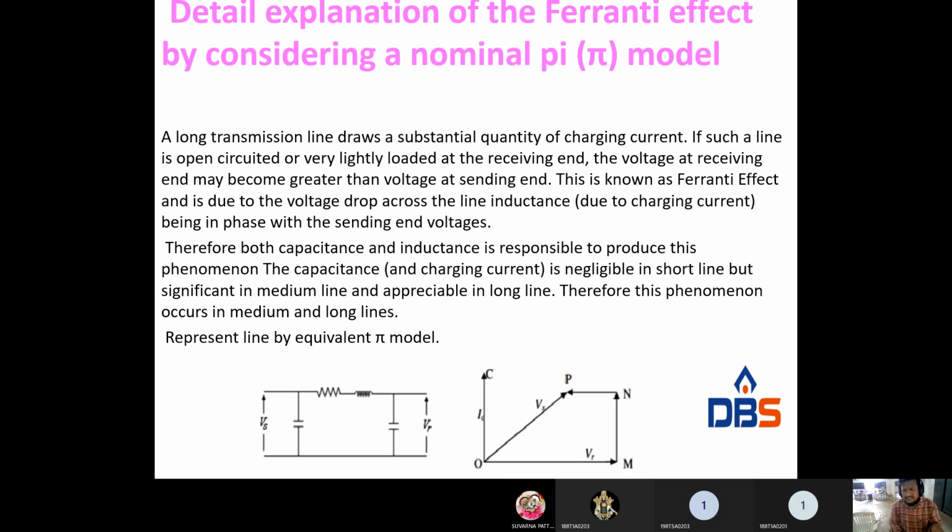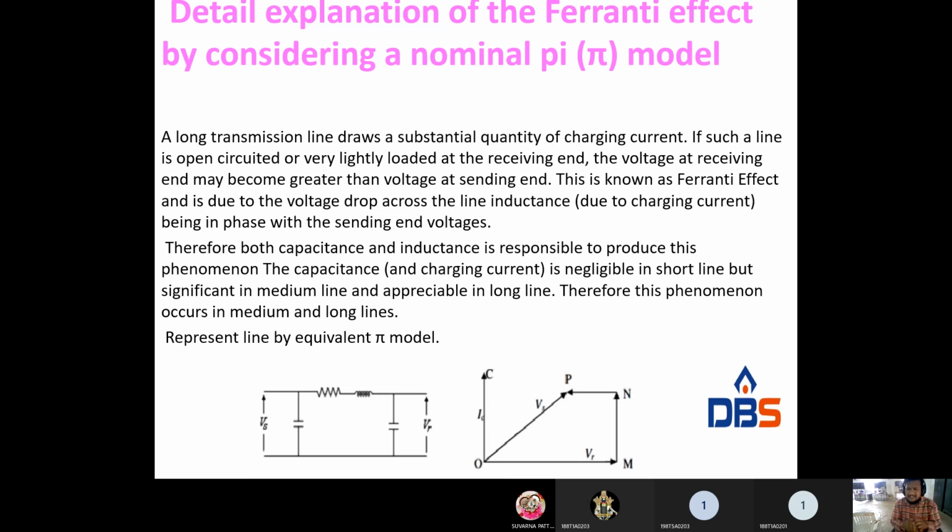So we have to calculate the efficiency and regulation of a short transmission line and a medium transmission line. In medium transmission, again, three methods are available: end condenser method, nominal T method, nominal pi method. For long transmission lines, the rigorous method, rigorous mathematical calculation. After completing this, you have to do some problems on the voltage regulation and efficiency calculation for short, medium, long lines.